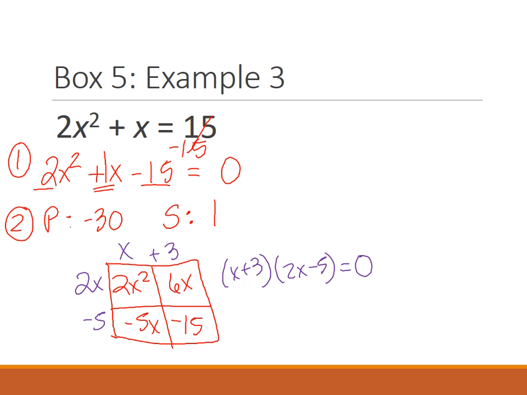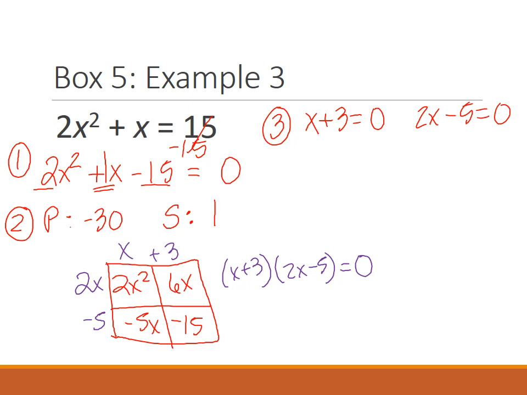Oh, that's only step 2? We wrote the steps. We're almost done. Everything else goes pretty quickly after factoring. What's step 3? Solve. So in step 3, I'm going to solve. So I have x plus 3 equals 0, and I have 2x minus 5 equals 0.